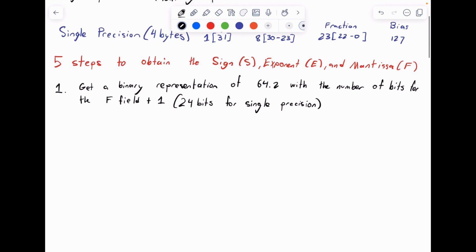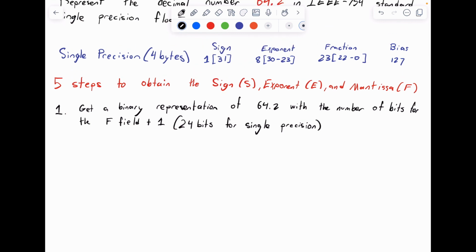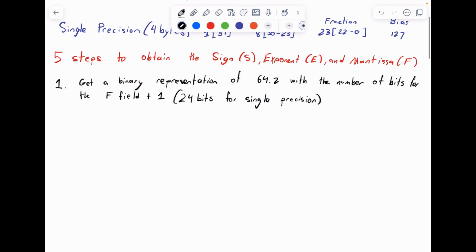The first step is to get a binary representation of 64.2 with the number of bits for the F field plus 1. So the F field would be 23 bits, and we need to get one more than that in the first step, so that's 24. So we'll first find the integer representation of 64.2.